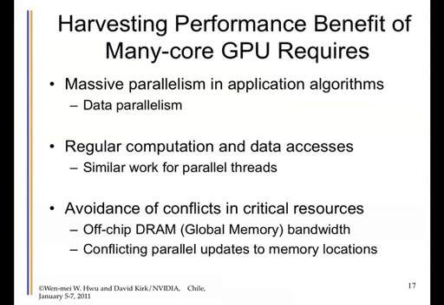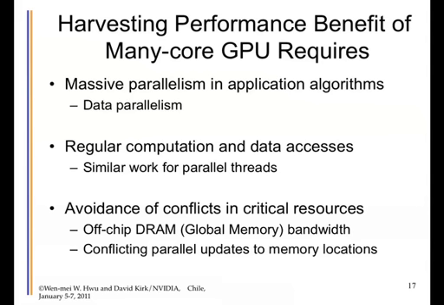The second one is regular computation and data accesses. You want to have similar work for parallel threads. And this may sound straightforward to you, but for a lot of real application algorithms, this can be very, very tricky, especially with some of the massive algorithms such as electrostatic potential calculation. If you want to get some efficiency out of these algorithms, sometimes you have to sacrifice the regular computation. And so one of the lectures is actually about how you can slightly violate these rules, but get the best balance. Hopefully by the end of the sixth lecture, you will get some appreciation of how people do this kind of work.